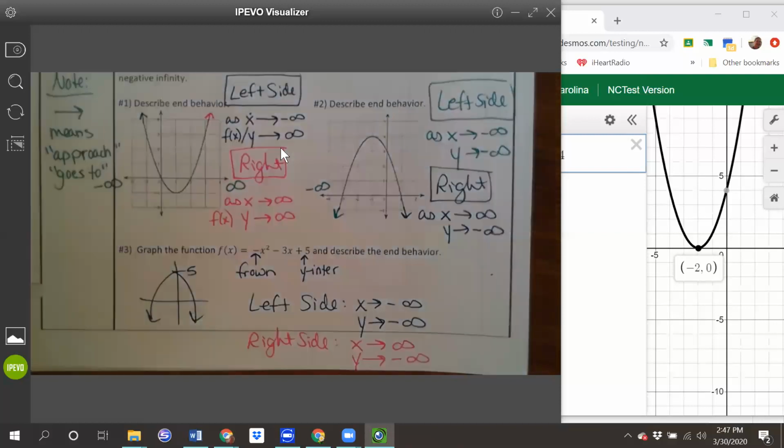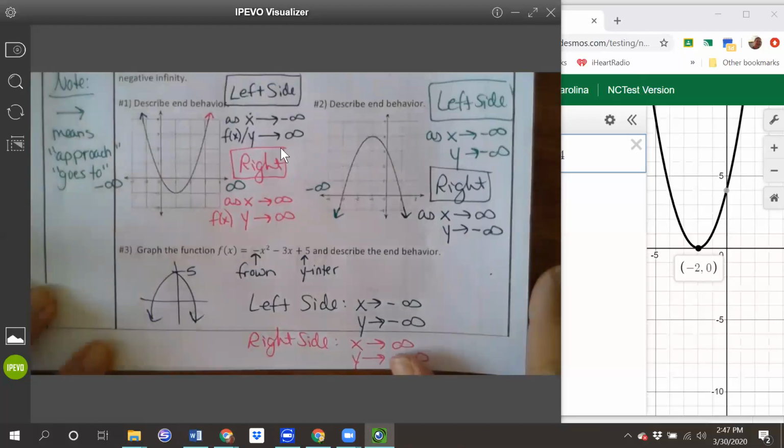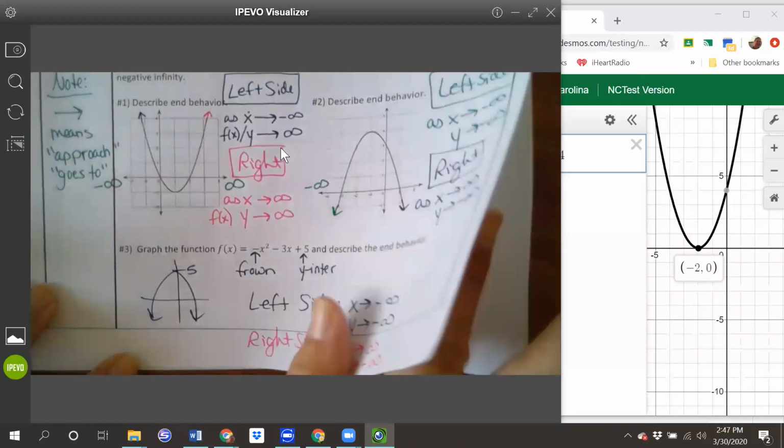So as you go closer and closer to an x, what y are you getting closer and closer to? That is called end behavior. What is happening at the ends, the very left side of the graph and the very right side of the graph.